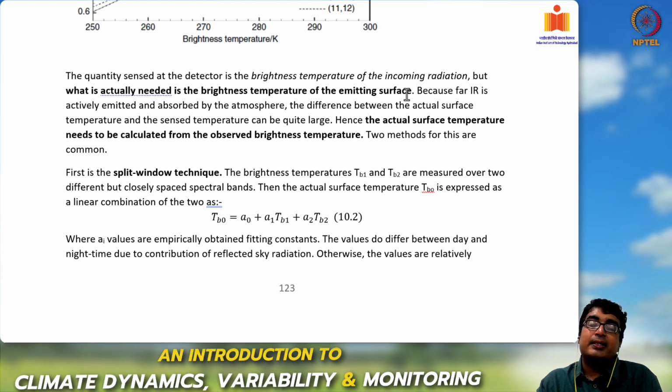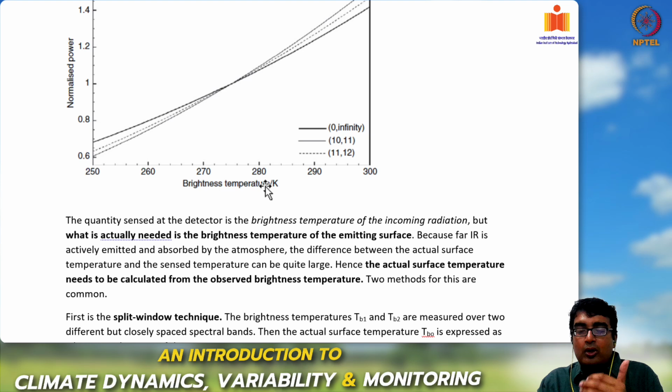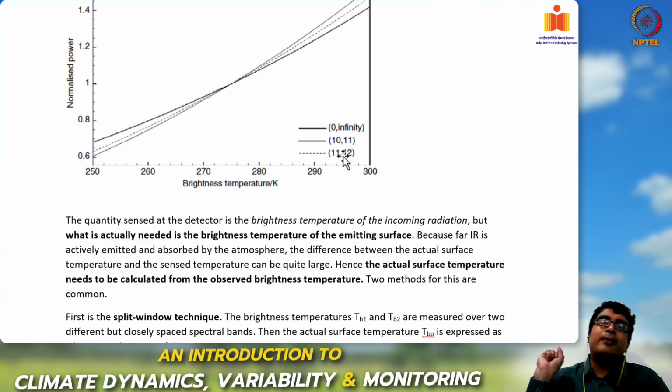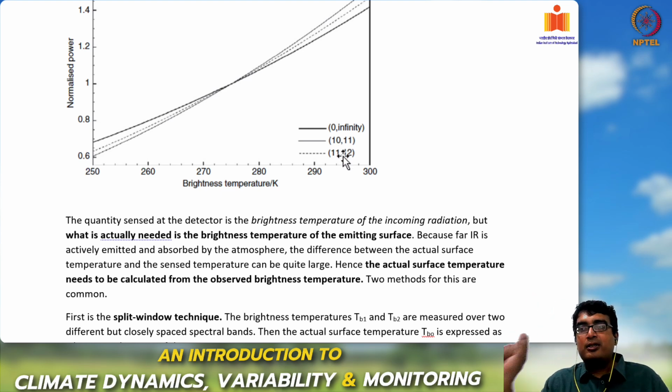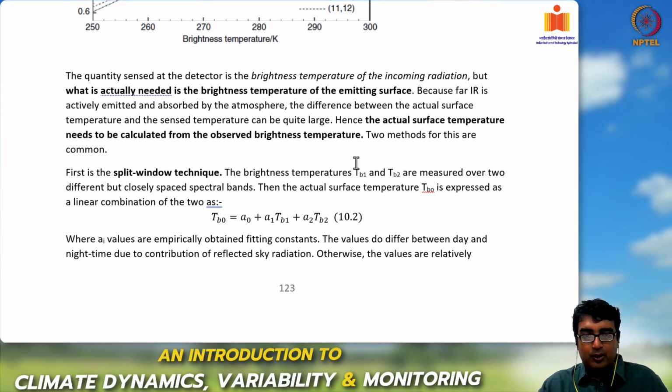The first is the split window technique. Here the brightness temperatures TB1 and TB2 are measured over two different but closely spaced spectral bands. So, we are measuring the same raster, okay, between two different and closely spaced spectral bands. One say between 10 to 11, another say between 11 to 12. Okay. Each of these is giving its own brightness temperature value for that certain location, raster.